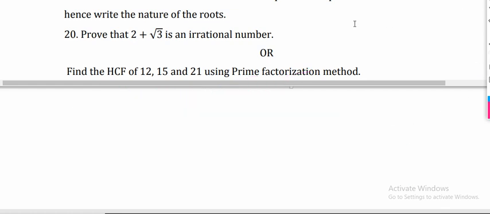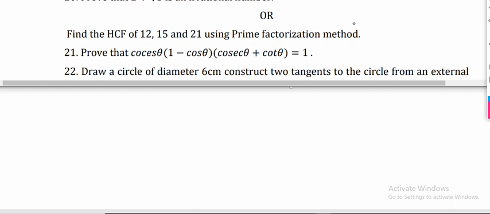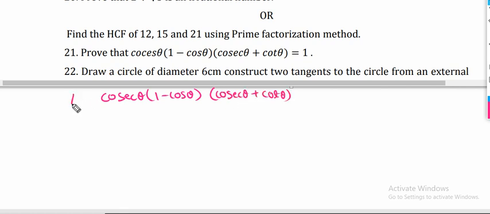Then we move on to the next one. Prove that cosec theta into 1 minus cos theta into cosec theta plus cot theta is equal to 1. So here we have to prove this one. Taking cosec theta into 1 minus cos theta into cosec theta plus cot theta, this is the LHS. We take LHS is equal to like this.